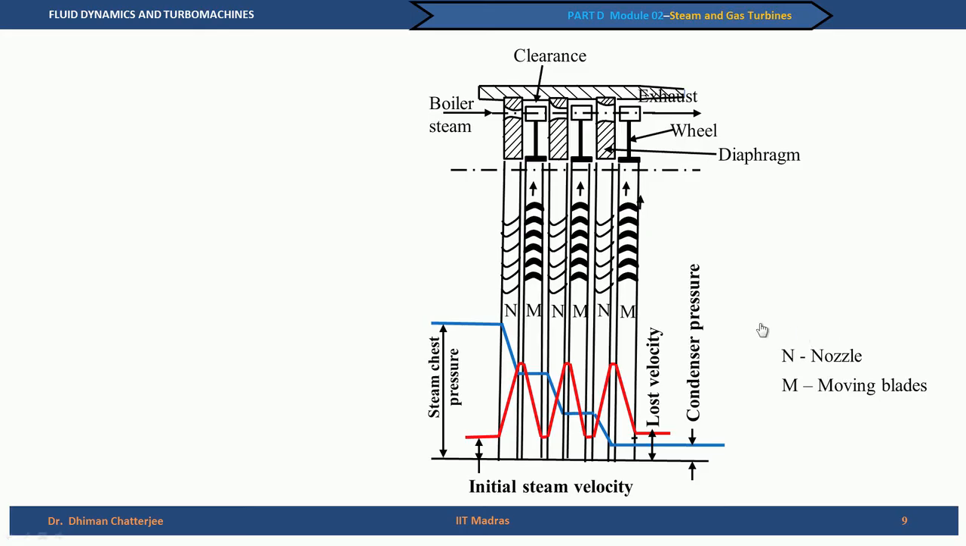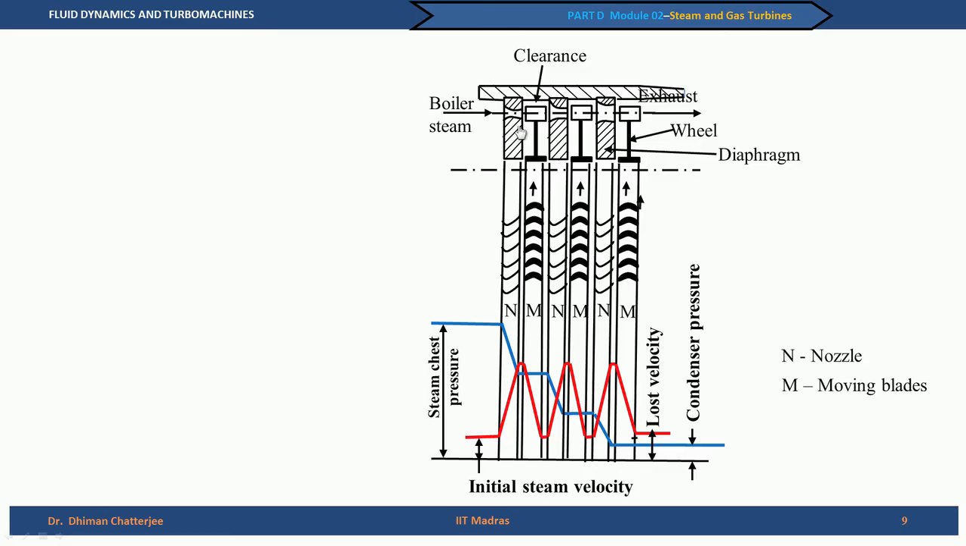Let us look at the structure of the flow here. The steam that comes out from the boiler enters through a CD nozzle, then it goes through the moving blade. You can see M written here, M stands for moving blade, N stands for nozzle, and then it goes through the second set of nozzles, and then the moving blade, again the nozzle and the moving blade.